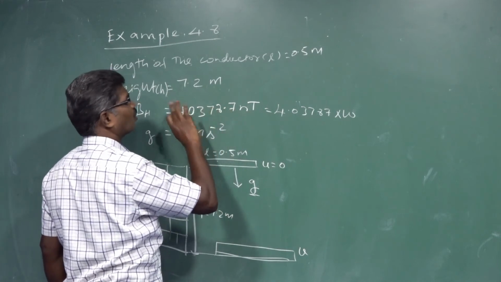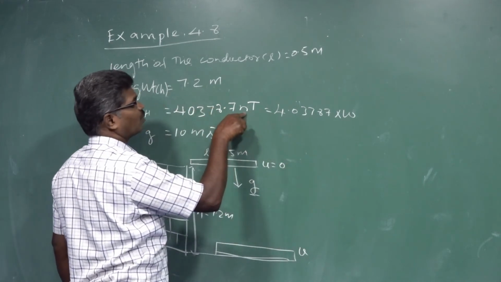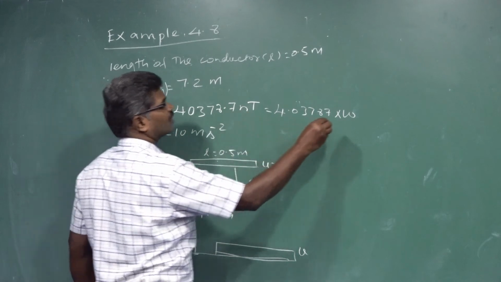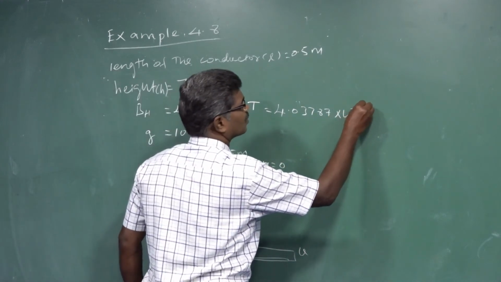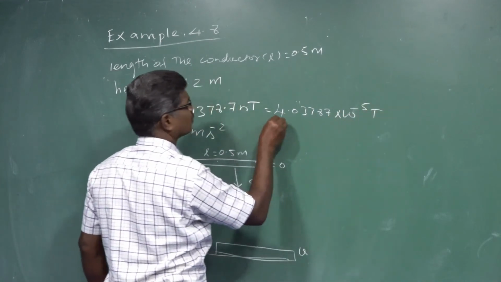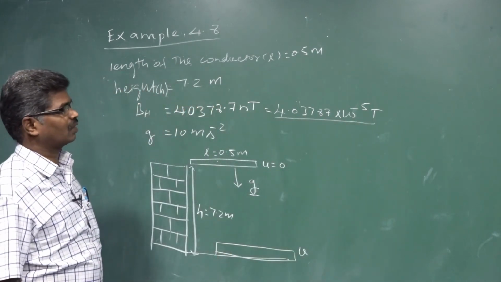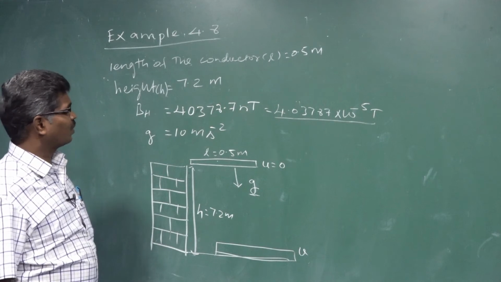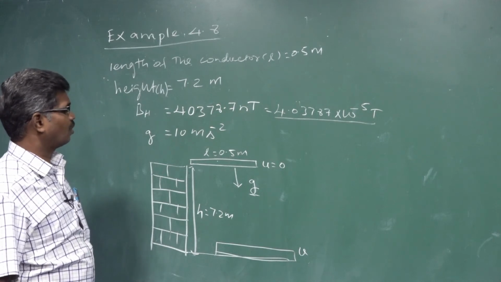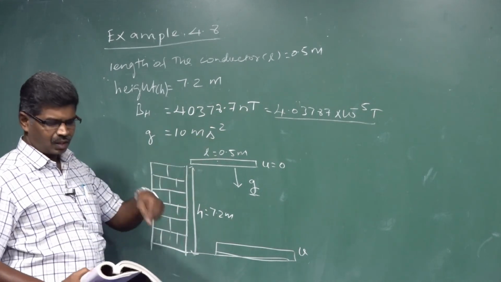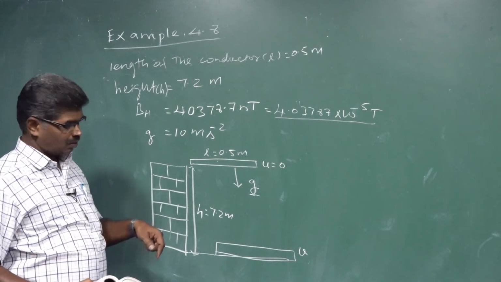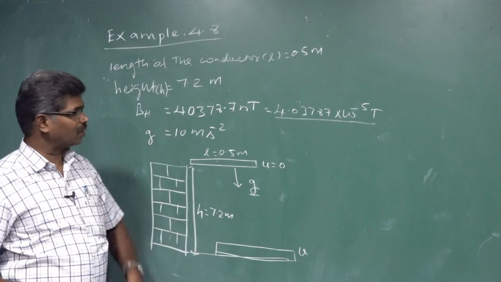1, 2, 3, 4. That's why nano means 10 to the power minus 9. Now we can take 4.03787 in 10 to the power minus 5 Tesla. That is the magnetic field. The rod is moving perpendicular to the direction of that magnetic field in our problem.